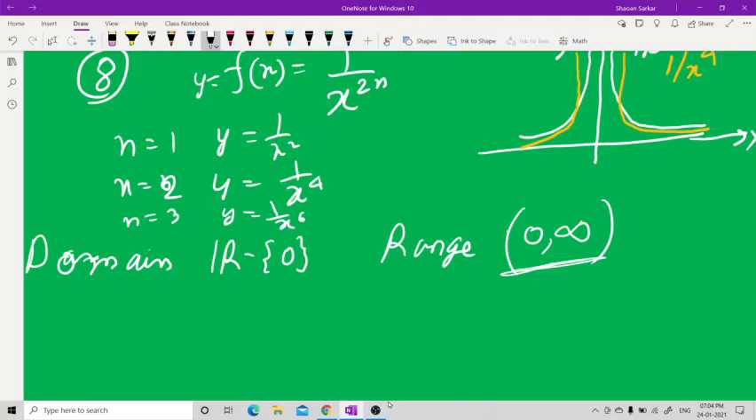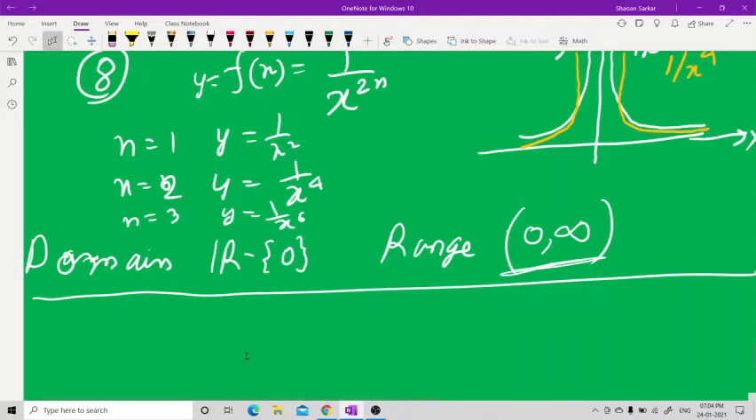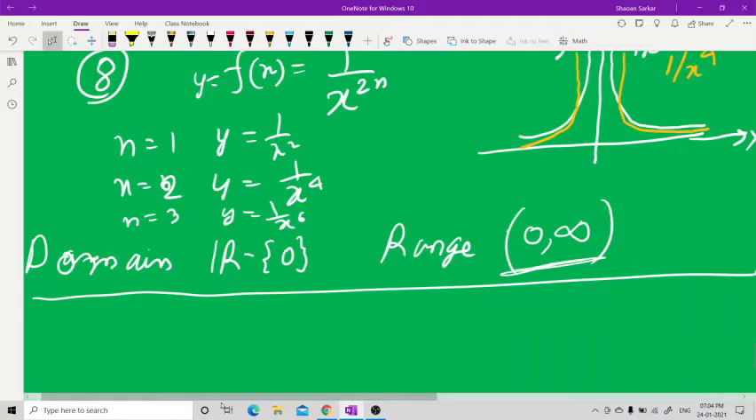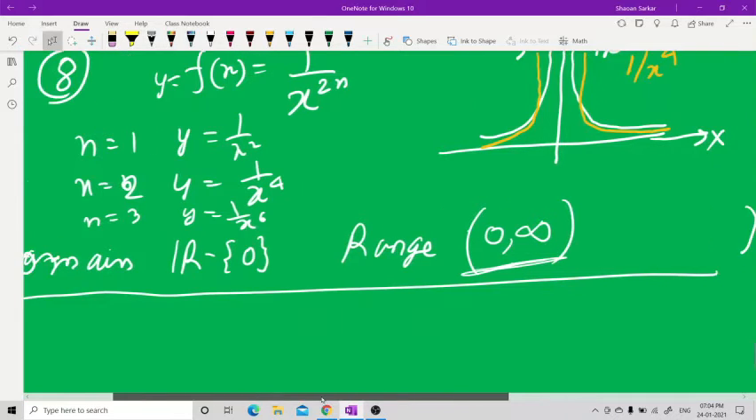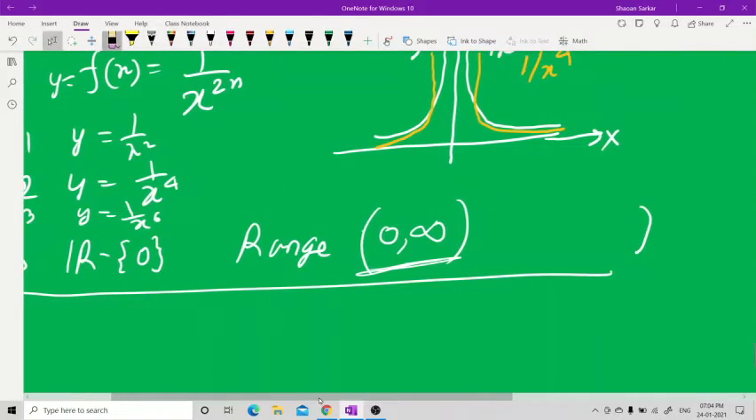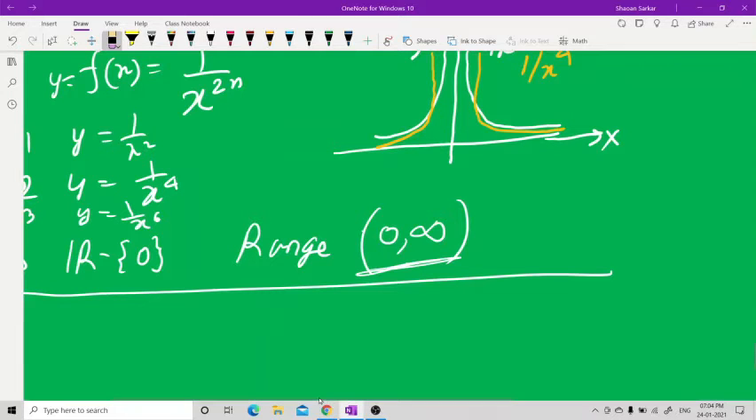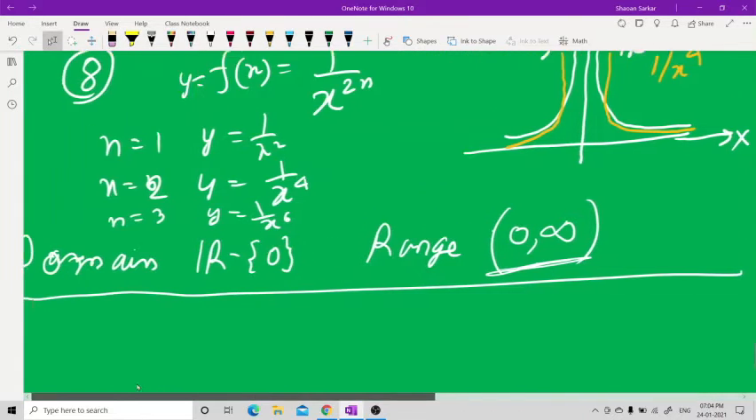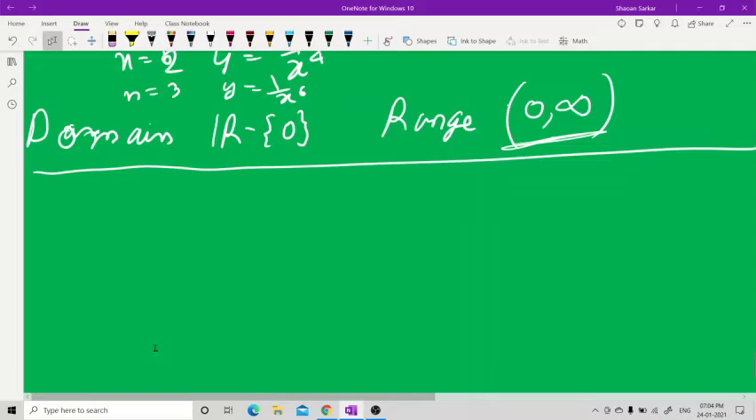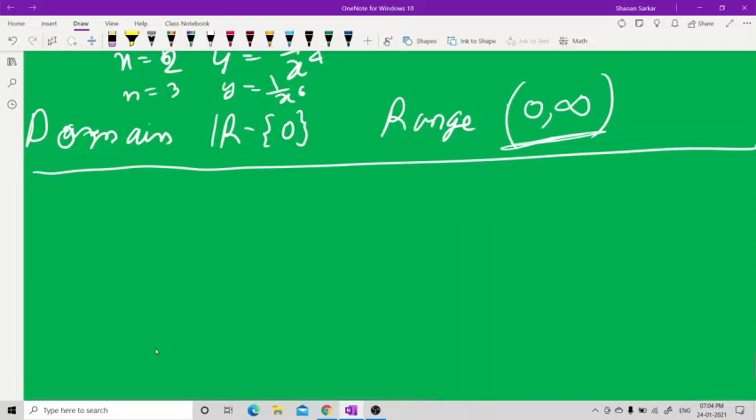So now we will go to the ninth graph. Let me see whether I have marked. Just a minute. We will see the next graph. That is the ninth graph. The ninth graph is something a little interesting.